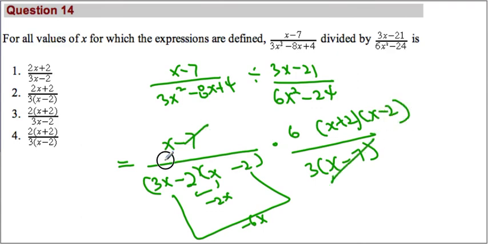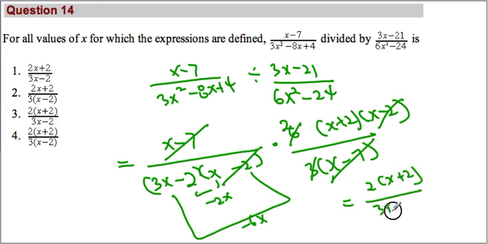So therefore these two cancel out. 6 cancels out with this one, 3, leaving us 2. X minus 2 cancels out, and that's about it. So we have 2 times x plus 2 all over 3x minus 2. So then, which one would be the correct answer? Choice 3, it seems to be.